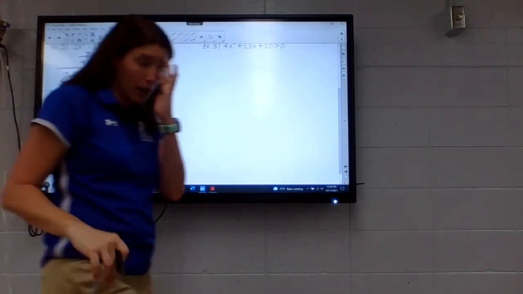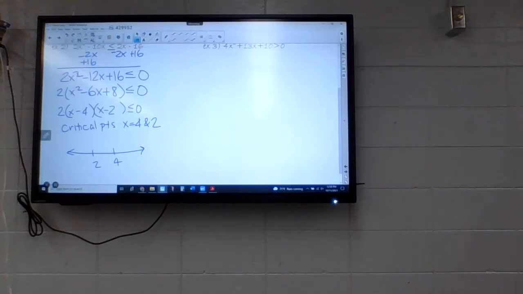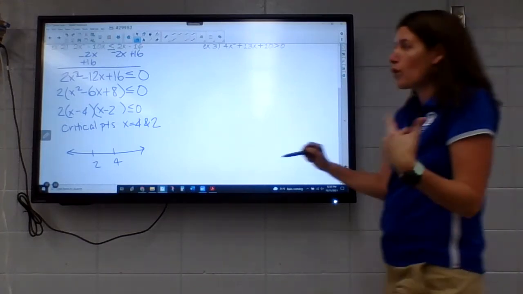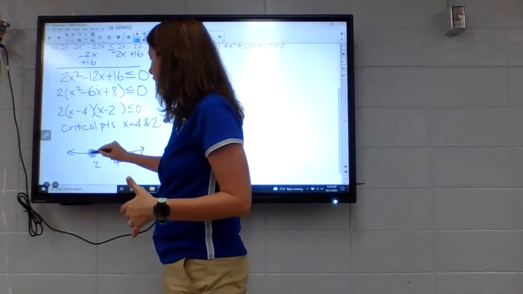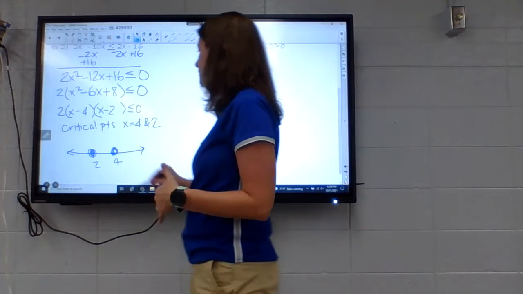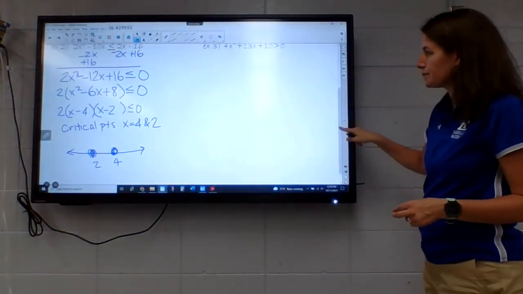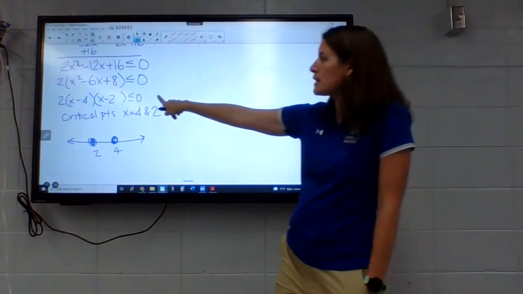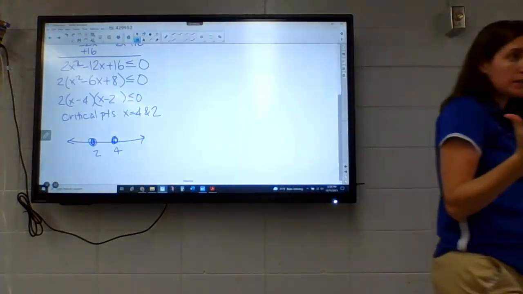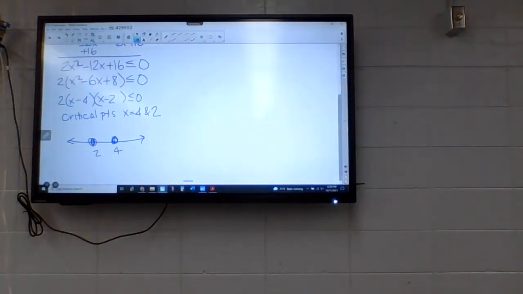Now this time, are they part of our solution? Yeah, they are, because we have that equal to line, so we can include them as part of my answer. So 2 and 4 would work, it's just there's also other numbers that can go along with it. But now just notice this time as well, the inequality is flipped. So just be careful as you're doing this.